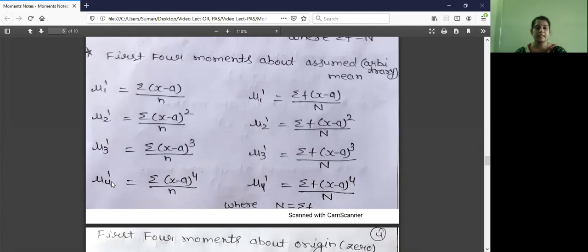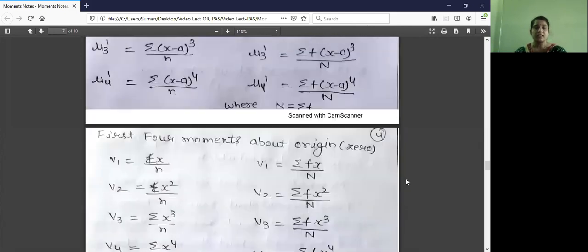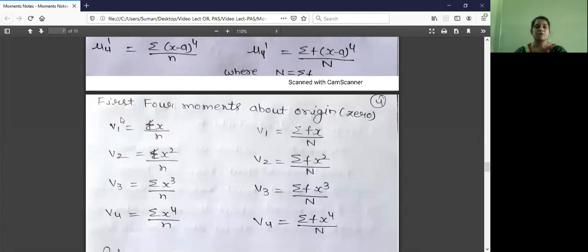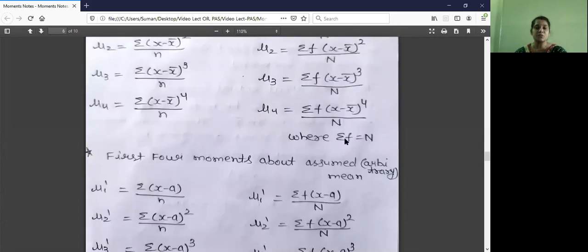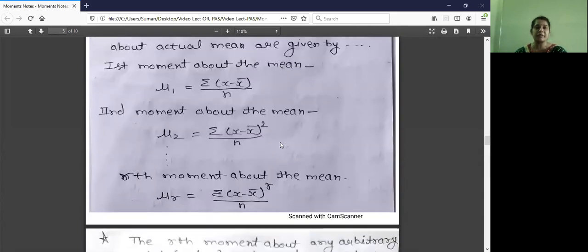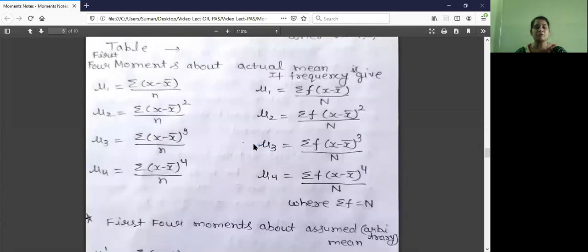Got it? See here, suffix is 4, then the power is 4. Got it? So next is the first 4 moments about origin. That means 0. If the actual mean or assumed mean is equal to 0, see here, we put x bar equal to 0. Then what is our formula?